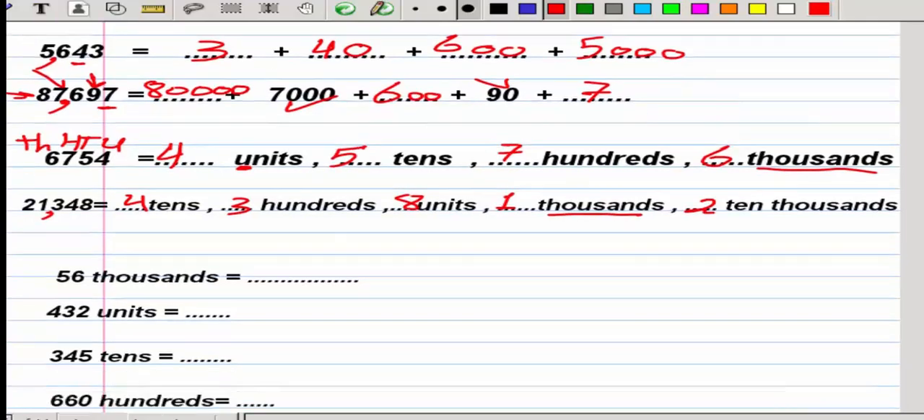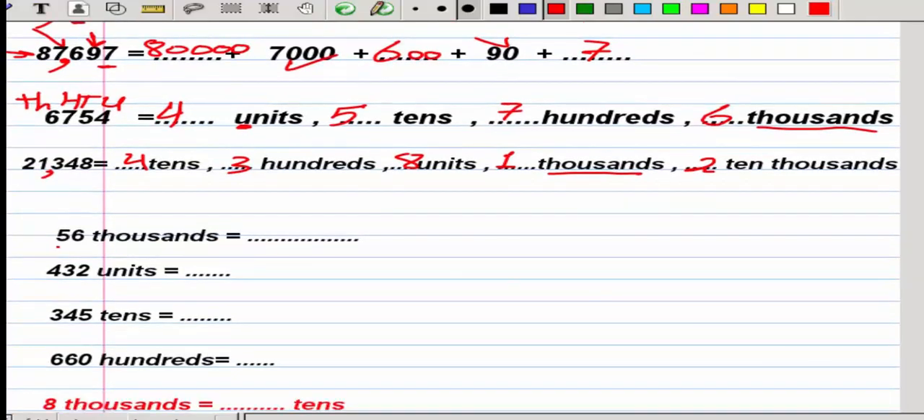The next, he gave me some questions and he asked to solve them. He said 56,000. We can say 56 as it is, and here he said thousands. Thousands has 3 zeros. Very good, we write 3 zeros. Why? Because thousands means 3 zeros. Here he said 432 units. Units without any zeros, so it will be 432.